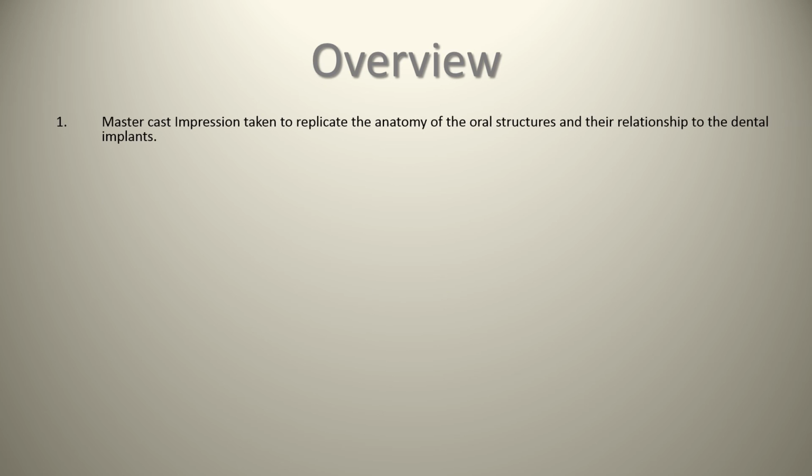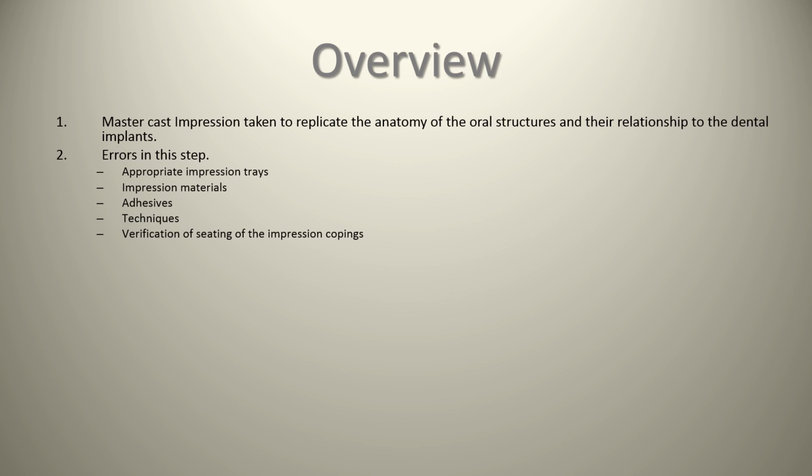So an overview in terms of where we want to go from this point forward to the final prosthesis: you want to have a master cast impression that's going to be taken to replicate the anatomy of the oral structures and their relationship to the dental implants. So errors in this step can basically be due to the inappropriate use of impression trays, different types of impression materials that were used, like say something that's too soft versus something firm, in which there's some sort of a lab error, different types of adhesives that can be used for these impressions, different techniques as we covered previously, and verification of the seating of the impression copings as we're going to cover later in this presentation.